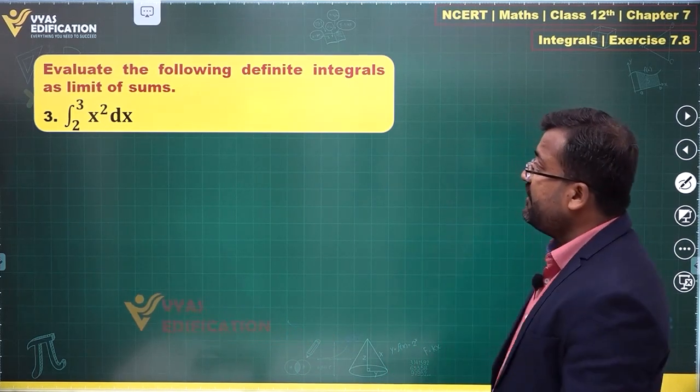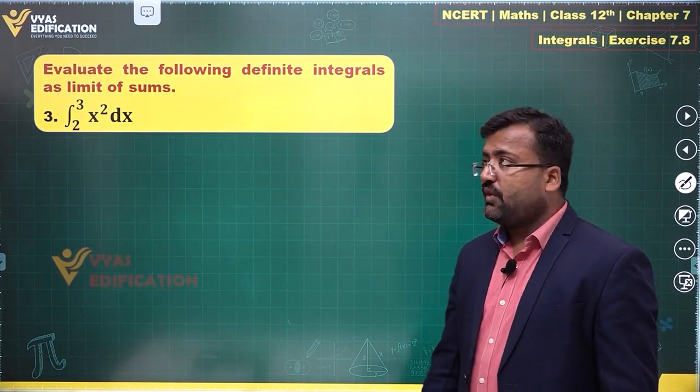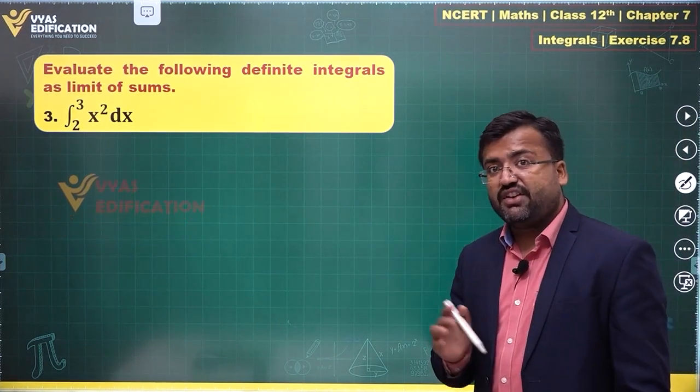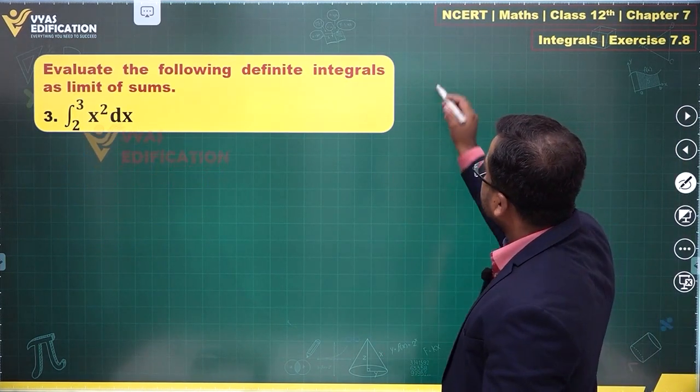In the third question, we have the integral from 3 to 2 of x square dx. How do we do that? Well, to evaluate this integral using the definite integral as a limit of a sum, the result is important.